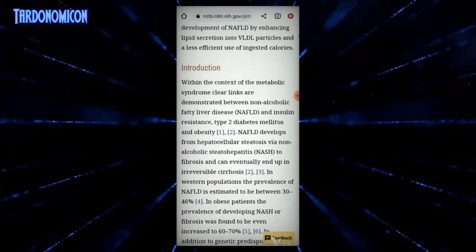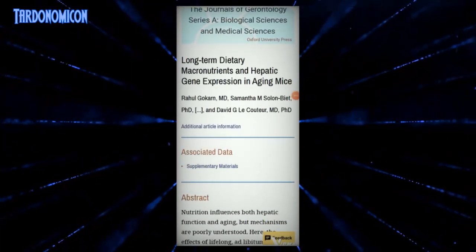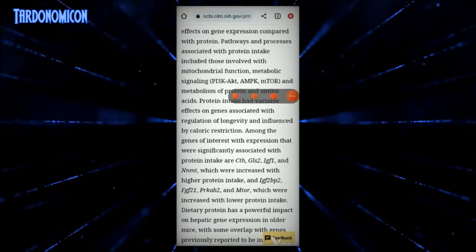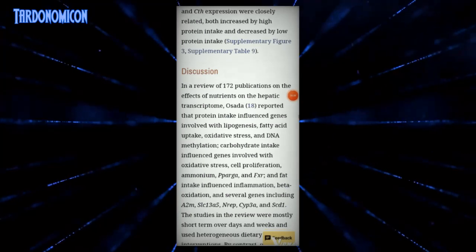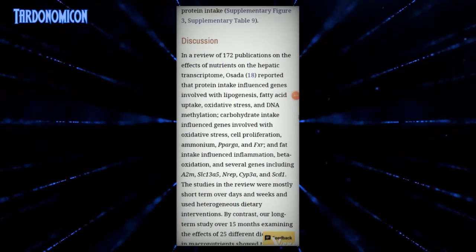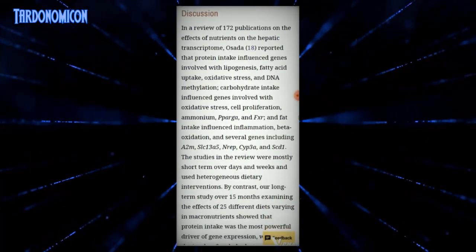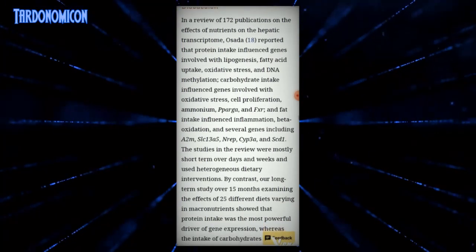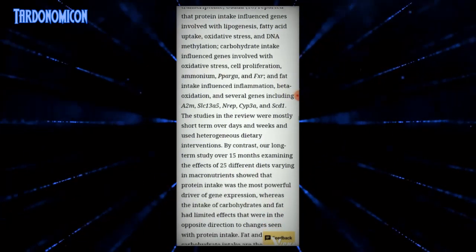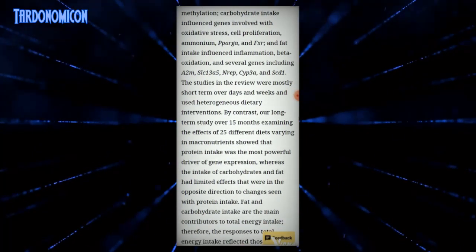Okay, this is the introduction. Long-term dietary macronutrients and hepatic gene expression in aging mice. This is a meta-analysis in the review of 172 publications on the effects of nutrients on hepatic transcriptome. Osada reported that protein intake influenced genes involved in lipogenesis, fatty acid uptake, oxidative stress, and DNA methylation. Carbohydrate influenced genes involved with oxidative stress, cell proliferation, ammonium, and beta oxidation.